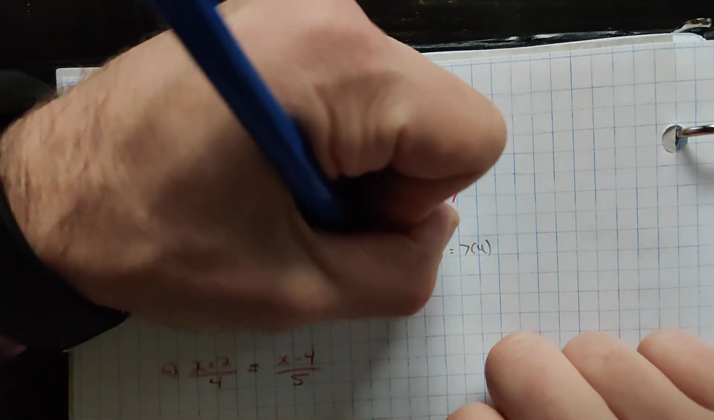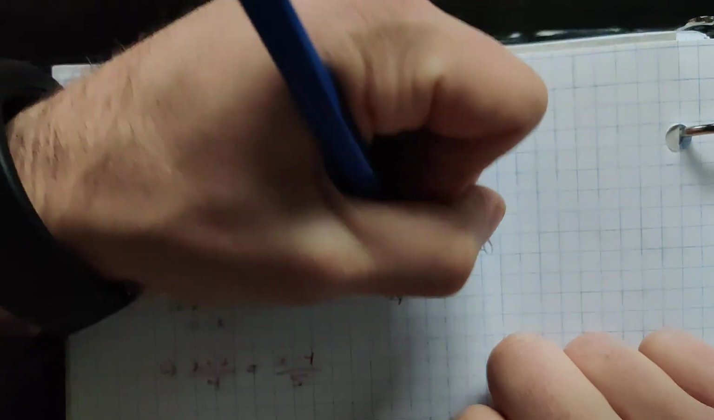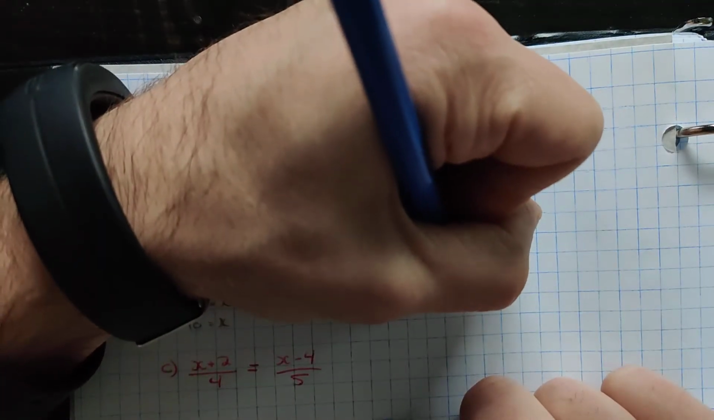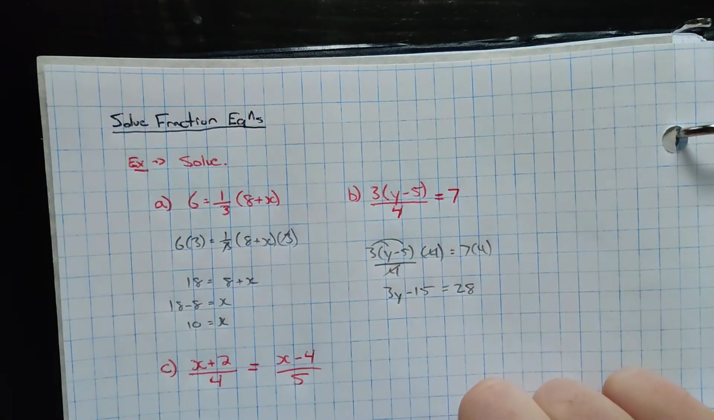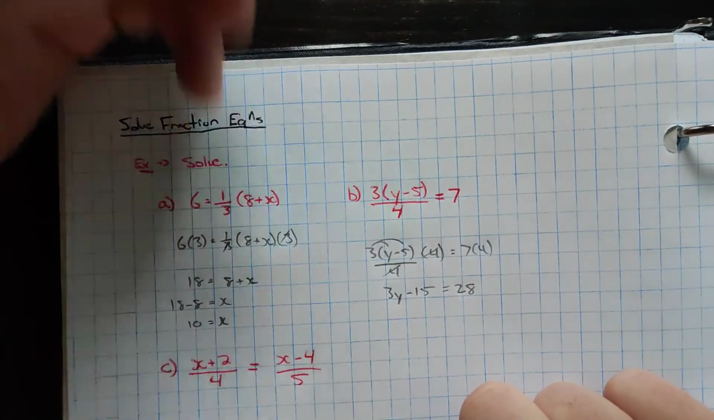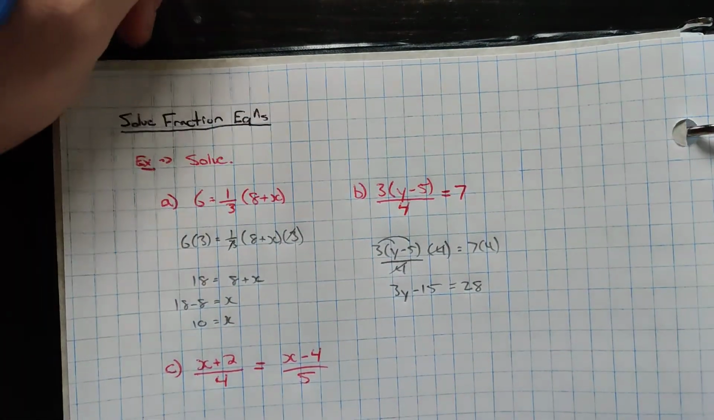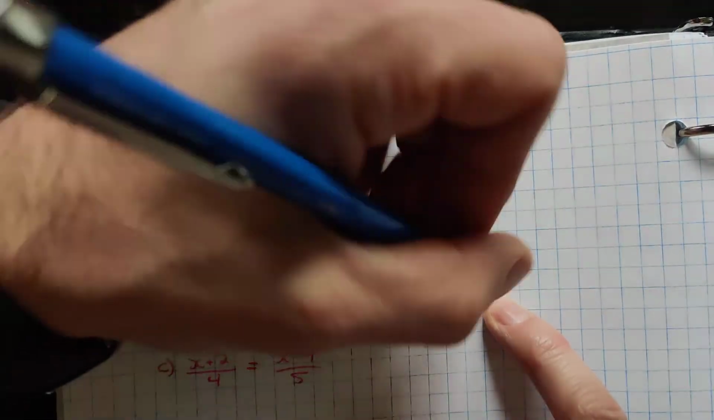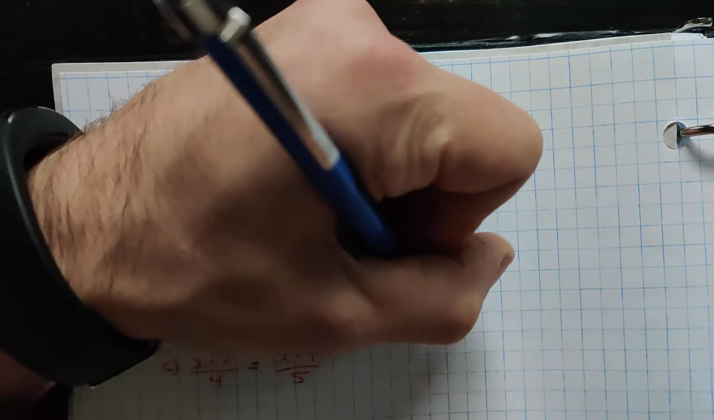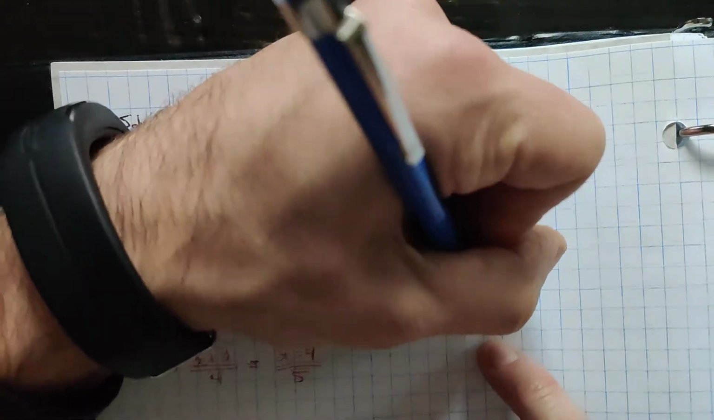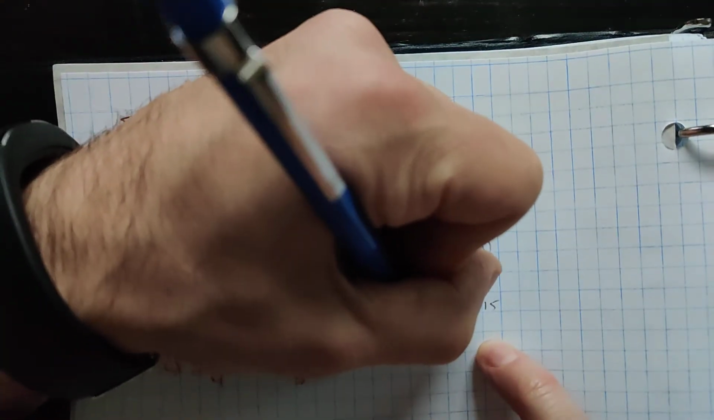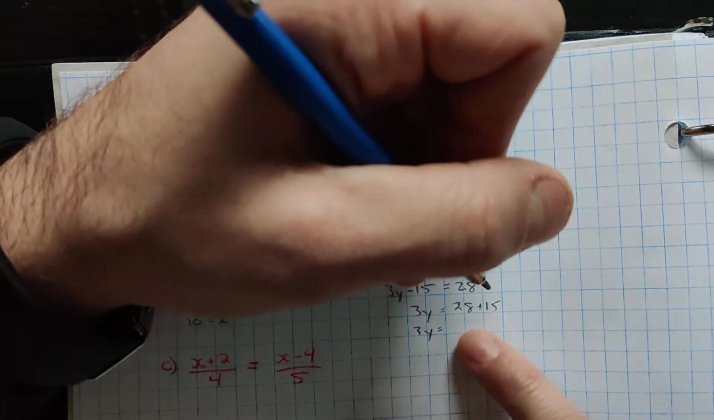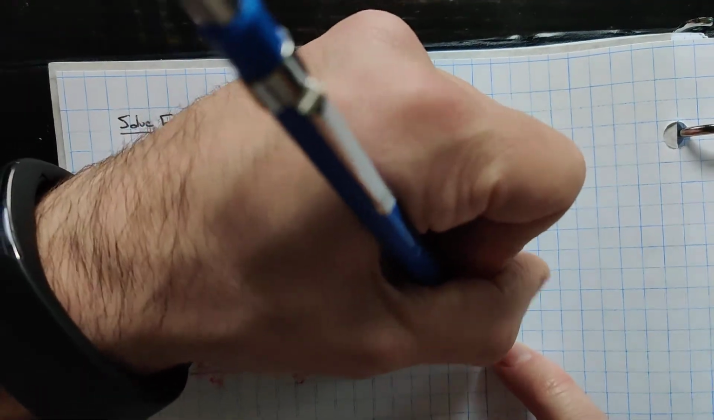3 times y, and 3 times negative 5, and then 7 times 4. So I've gotten rid of those 4's, and I've expanded that all in the same step, just for convenience. And now I'm going to solve this. I've got 3y equals 28 plus 15. It's going to give me 43.